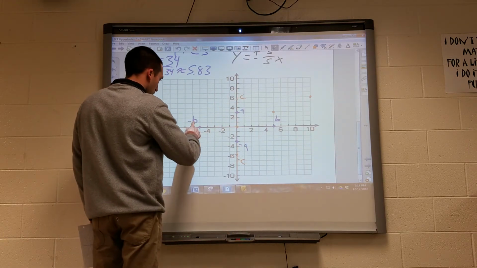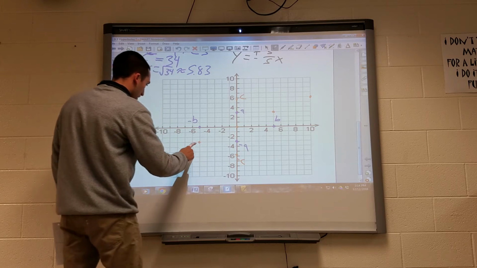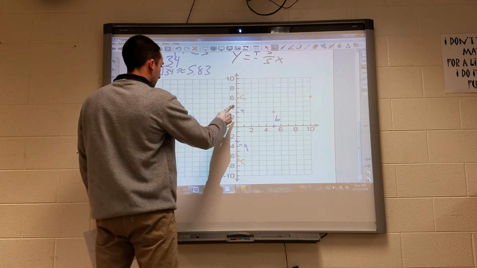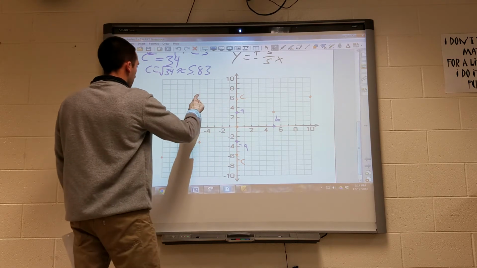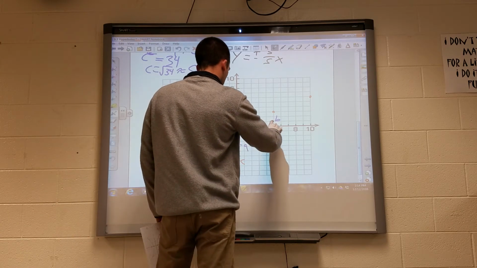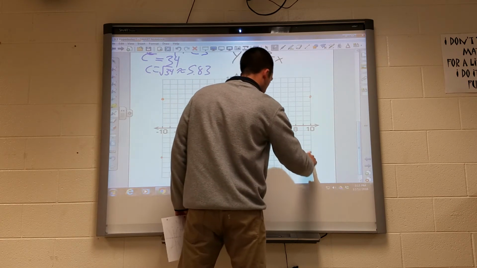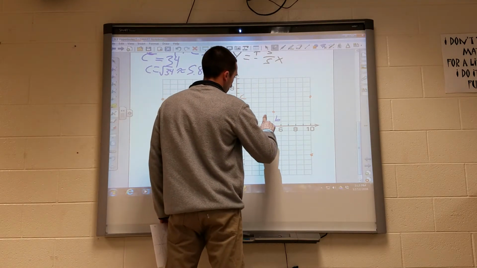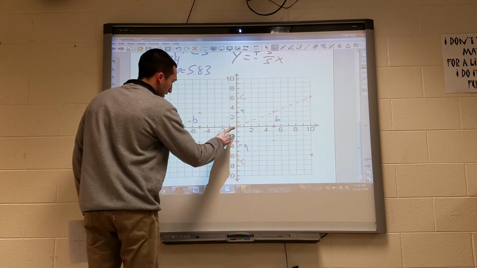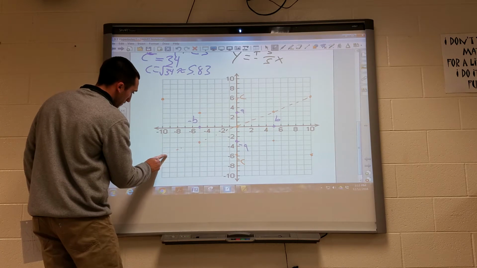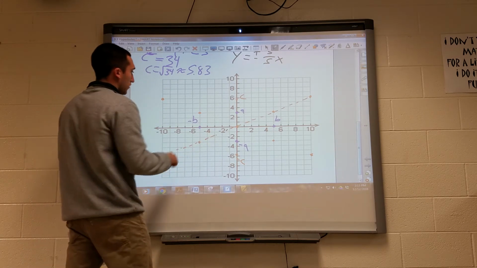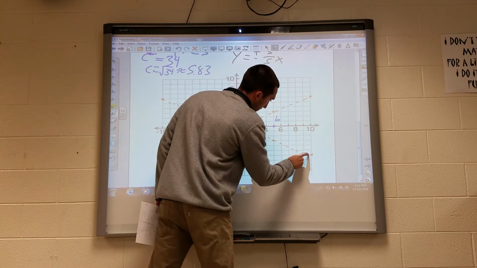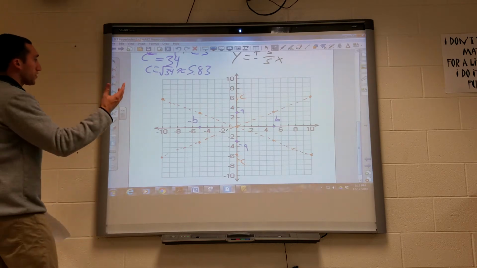And then over 5 down 3. And over 5 down 3. So then up 3 to the left 5. That's where the negative 5 comes in. Up 3 to the left 5. And 5 down 3, 5 down 3. So when I go ahead and draw my asymptotes, something like that, and then they go this way as well.